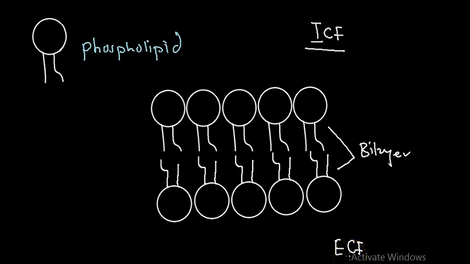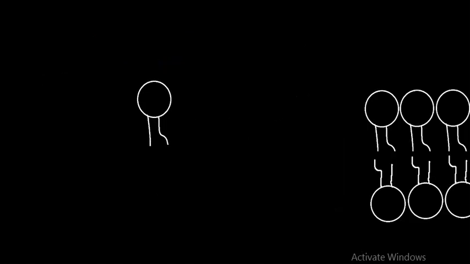Notice that when phospholipids are in water, they naturally arrange themselves in a double layer, which we call the bilayer, with the heads facing outward toward water and the tails tucked inside away from water. This arrangement forms a stable barrier and is essential for the structure of the cell membrane.